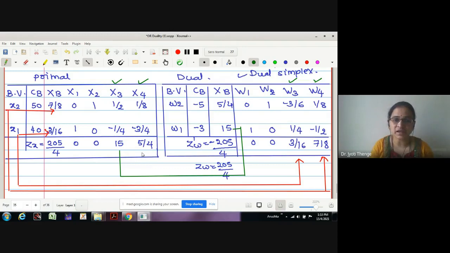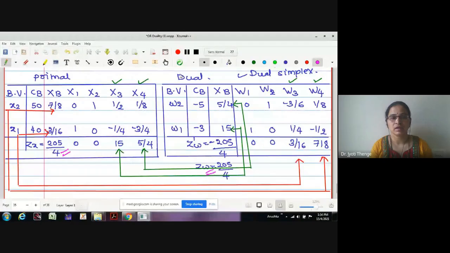Correct. Similarly, the net evaluation corresponding to your second slack vector is the value of your first basic variable. Check. And what about the objective function values? Objective function values Zx and Zw are the same. So this is the relation between your primal solution and dual solution.